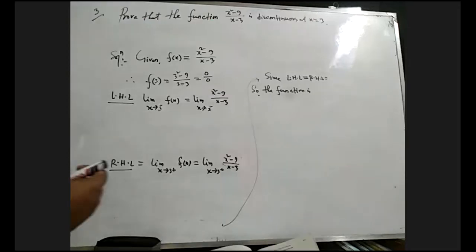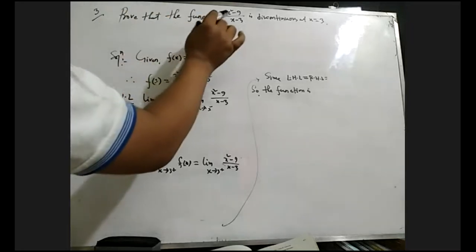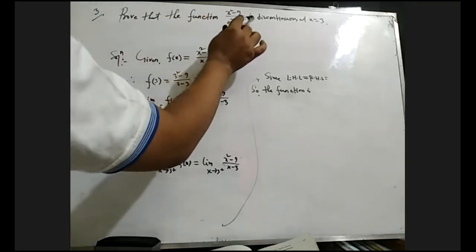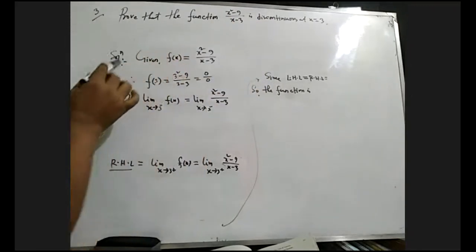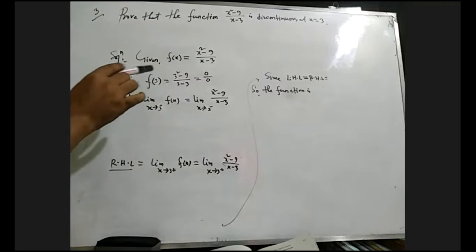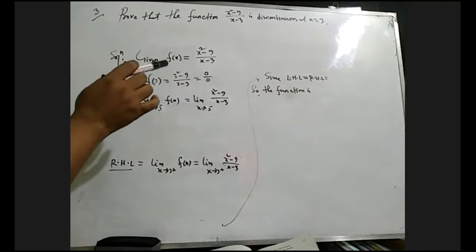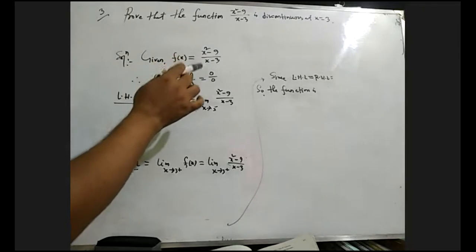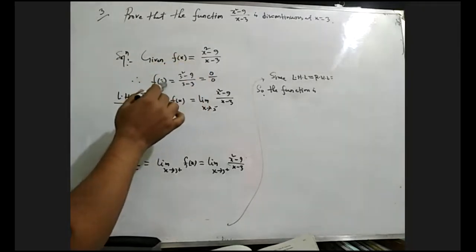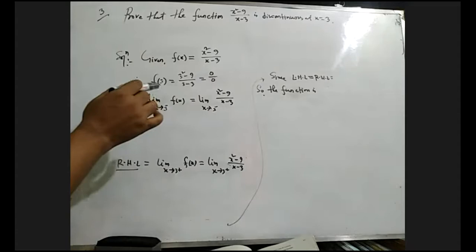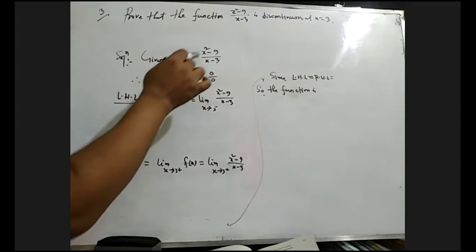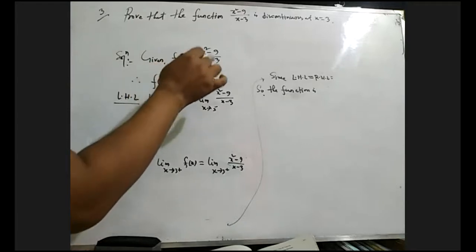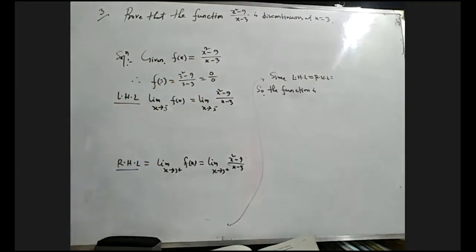Okay, now another one. Example 3. Prove that the function x square minus 9 over x minus 3 is discontinuous at x equals to 3. So we are given f of x equals x square minus 9 divided by x minus 3. First of all, we have to find the functional value at x equals to 3. Just putting x equals to 3 here, we get 0 divided by 0, which is undefined. Remember.